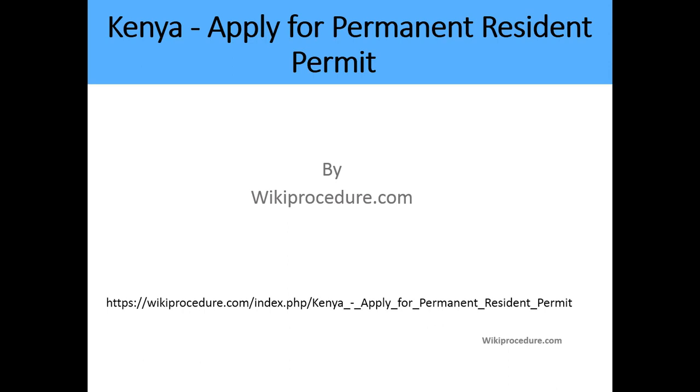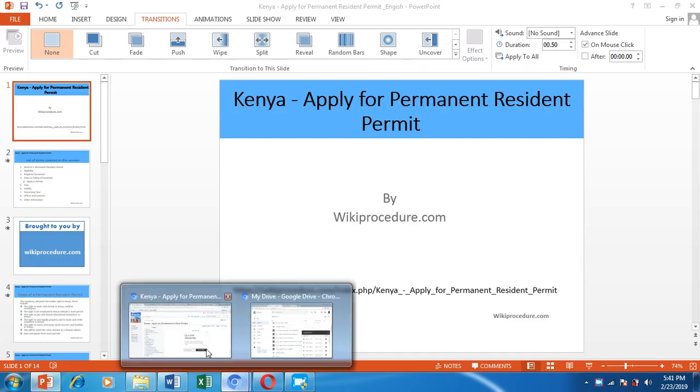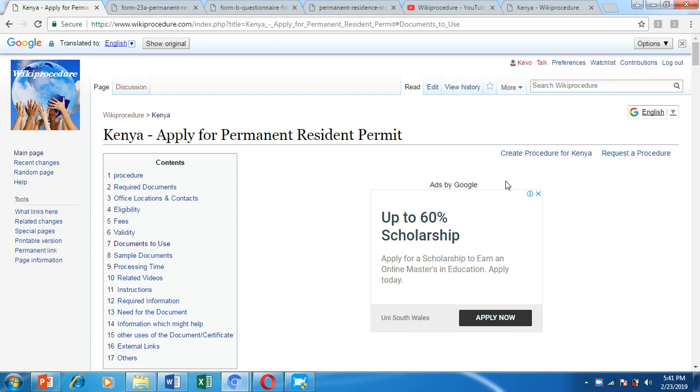Hello, welcome to another wiki procedure, and today we are going to look at how you can apply for a permanent residence permit in Kenya. We have included the link down here, which is going to direct you to our wiki procedure page, where we have given you detailed information on how you can go about making the application.